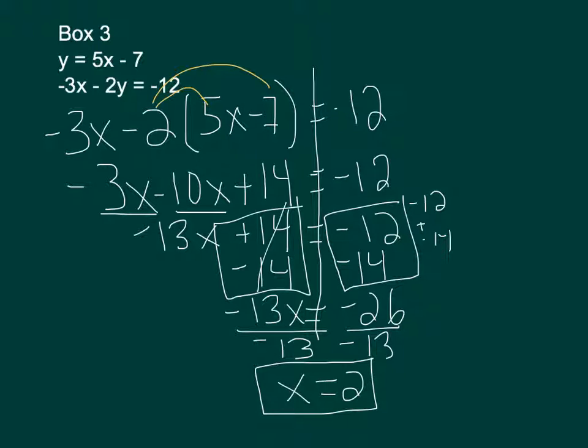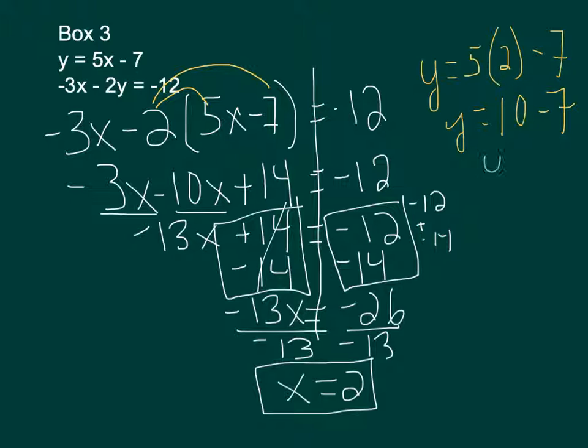So what are we going to do? We're going to go back and use this equation right here. Y equals 5x minus 7. We're going to plug in that 2 in for that x to figure out what y is. So I write y equals 5 times, now we plug in 2 for that x and subtract 7. So y is 5 times 2 is 10 minus 7. So y equals 3.